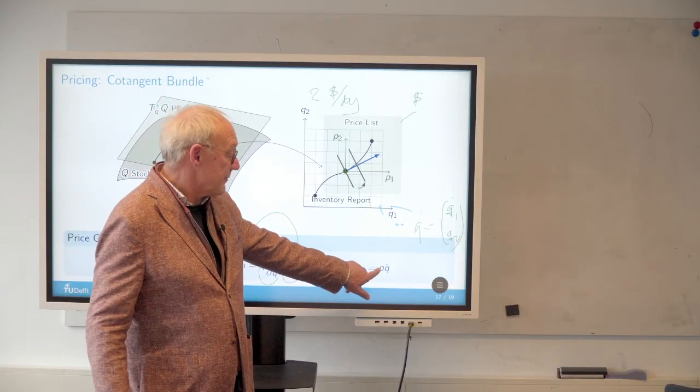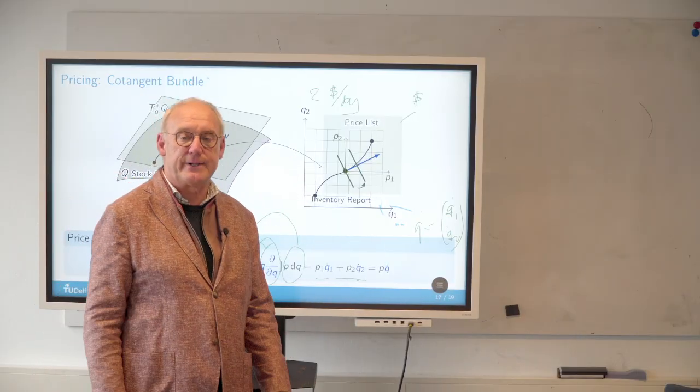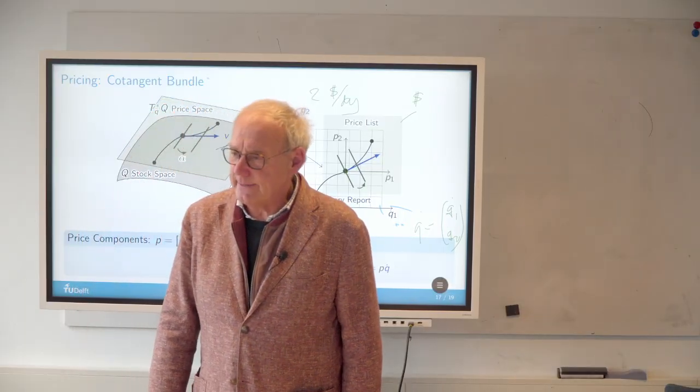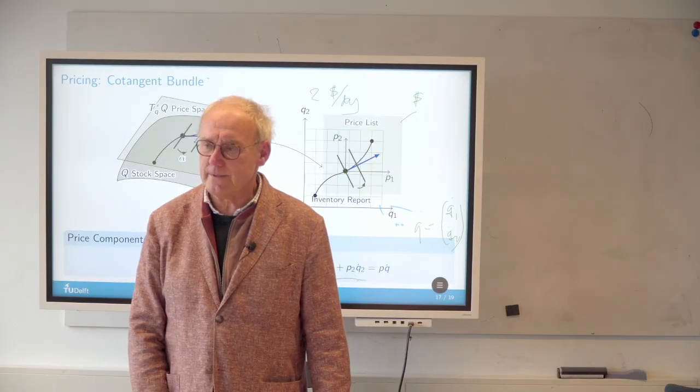Otherwise, you have to turn this row vector into a column vector by taking the transpose, and then you have to take the inner product. That's just even messier, okay? This is how this works.